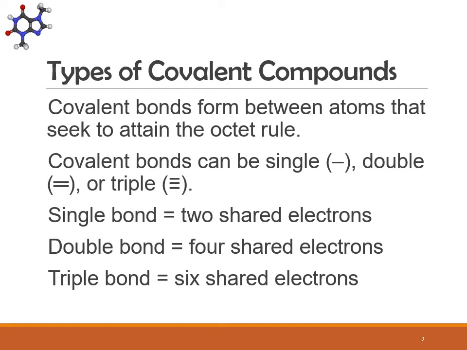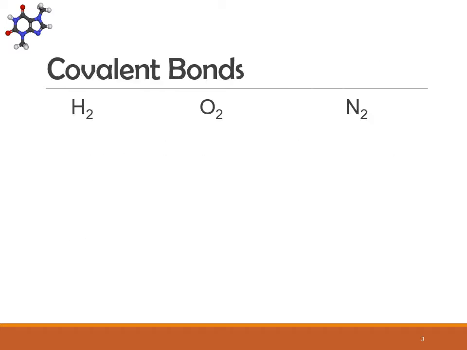The number of bonds represents how many electrons are shared by the bonding atoms. Here are examples of single, double, and triple bonds. H2 forms when the lone electrons of hydrogen pair up to form a single bond. Hydrogen exists and is stable only as a diatomic molecule.